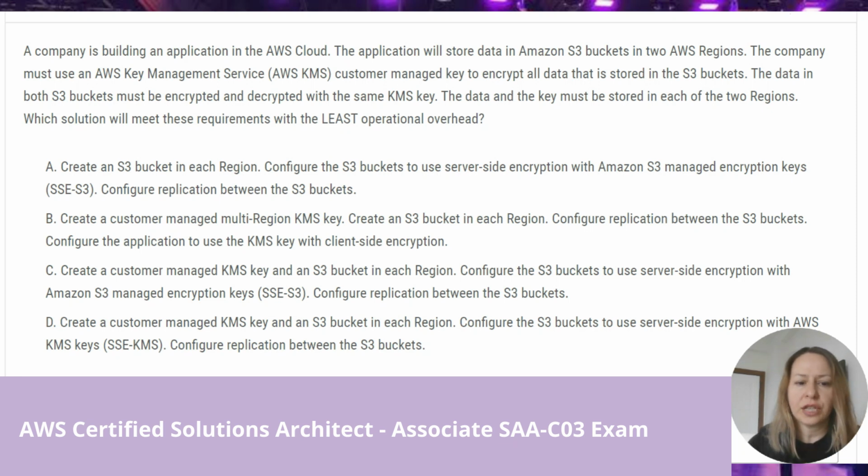Create a customer managed KMS key and an S3 bucket in each region. Configure the S3 buckets to use server-side encryption. Customer managed again gives me the same option. Customer managed for each region and server-side encryption with AWS KMS keys. Configure replication between the S3 buckets. And the last option, the difference between C and D is that you also use server-side encryption with AWS KMS keys, and the C option was to use server-side encryption with Amazon S3. So in general, the correct answer says C.